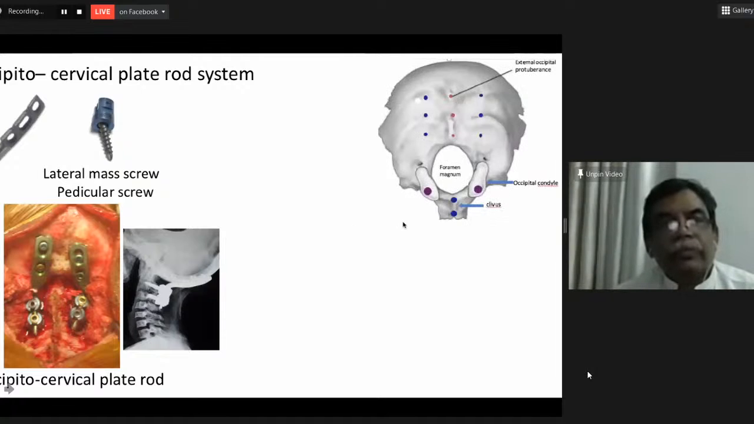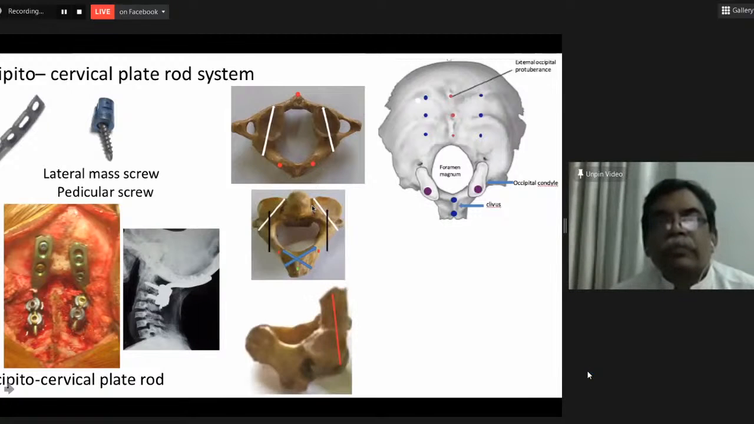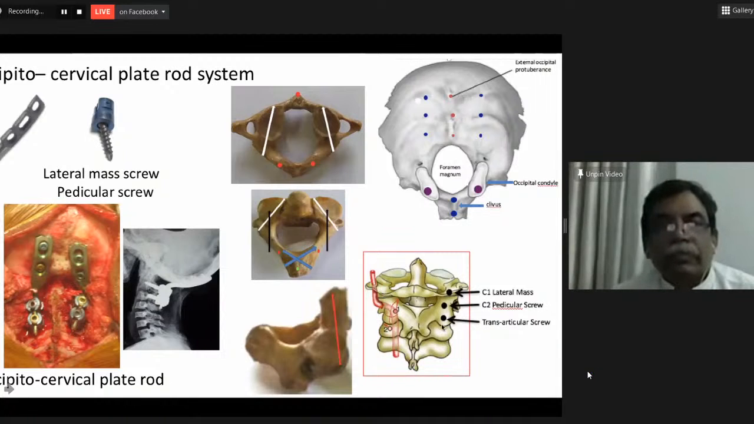We must know about the entry points in this area, because this area is a little precarious, where there is a vertebral artery and medially the cervical spinal cord. So we should be aware of this. In C1, we can have a lateral mass fixation, and we can also have laminar posterior arch fixation. In C2, we can have pedicle screw fixation, laminar screw fixation, or we can use wire also. And anteriorly, the dens screw can be passed. It is important to know the point of entry.